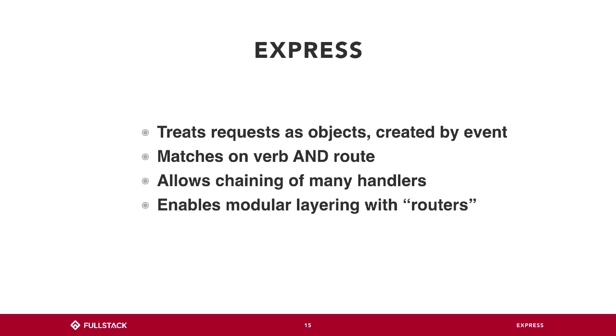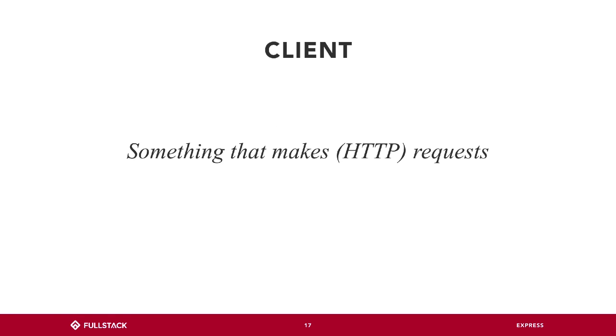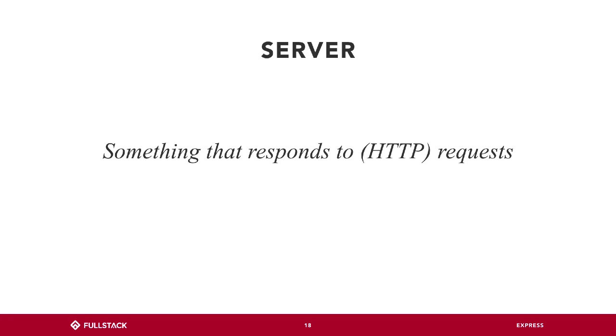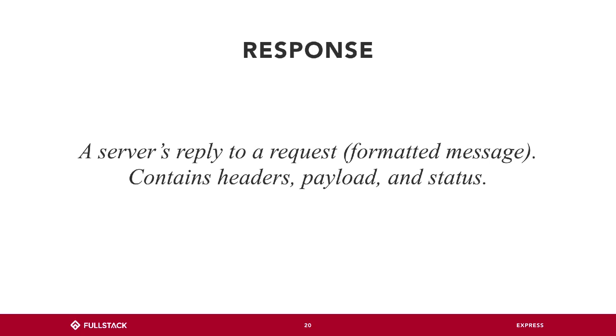Okay? So we've seen all this stuff, how we can end up chaining handlers, how we can end up creating routers. So a little bit of a pop quiz. A client is going to be something that makes HTTP requests. A server is going to be something that responds to requests. An HTTP request is a formatted message sent over the network by a client. It contains a verb, a URL, any headers, and not always a body, but it could contain a body. The response is a server's reply, contains headers, payload, and status.